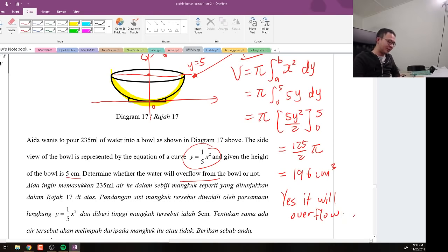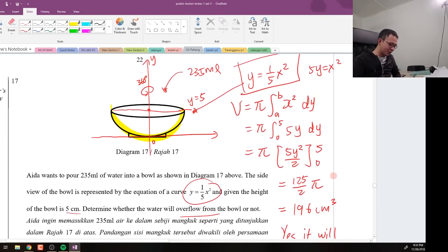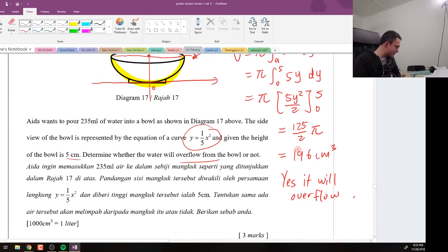Alright, so yeah, this kind of question is very tricky, because whenever you see this kind of shape, it doesn't look like a cylinder or cone or whatsoever. So in order to get the volume, the first idea is you need to do integration. Okay, some student asked why it overflows. Because the size of the bowl is only 196 ml, but the water you pour in is more than 196, so therefore it will overflow. How do I get 196? Basically just type this one: 125 over 2 multiplied by pi, then you will get the value.